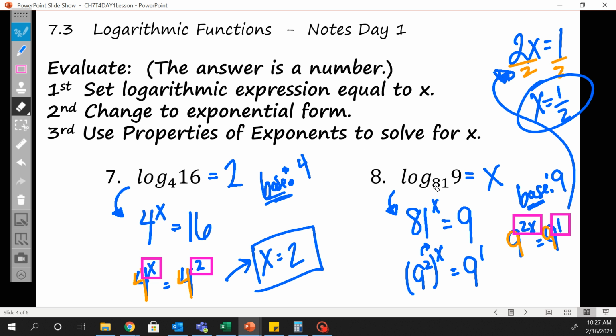So let's go back here. Log base 81 of 9 is actually equal to 1/2. That's the value of this logarithm. It's 1/2.